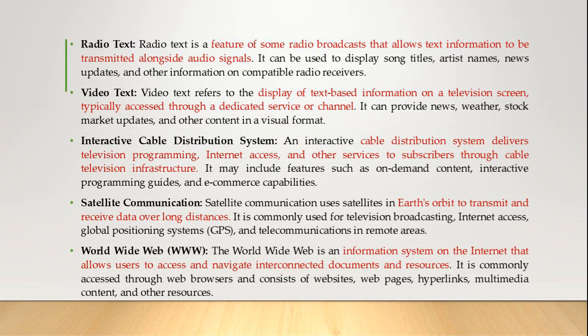Satellite communication. Satellite communication uses satellites in Earth's orbit to transmit and receive data over long distances. It is commonly used for television broadcasting, internet access, global positioning systems, GPS, and telecommunications in remote areas. World Wide Web, WWW. The World Wide Web is an information system on the Internet that allows users to access and navigate interconnected documents and resources. It is commonly accessed through a web browser and consists of websites, web pages, hyperlinks, multimedia content, and other resources.